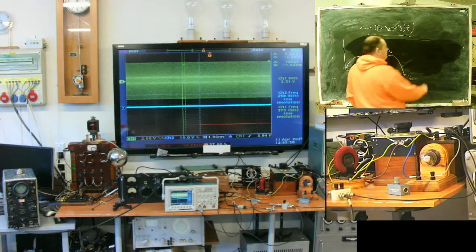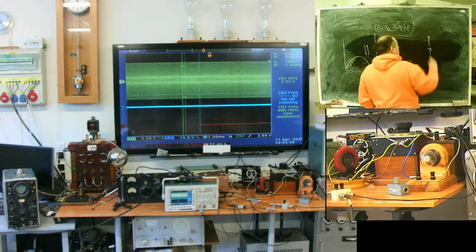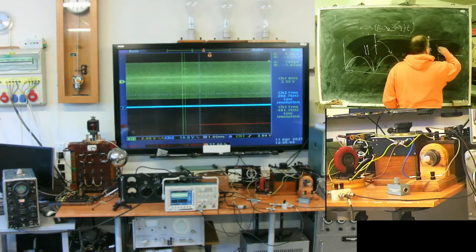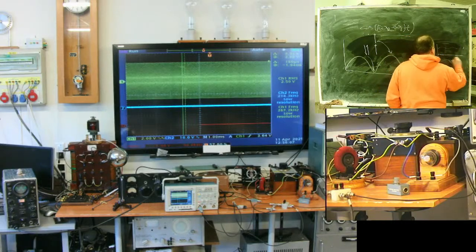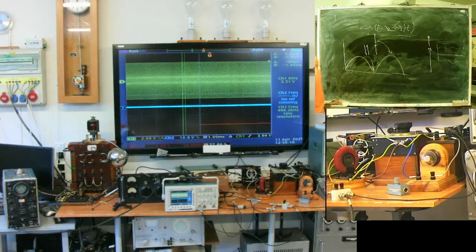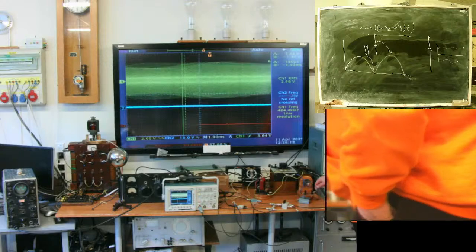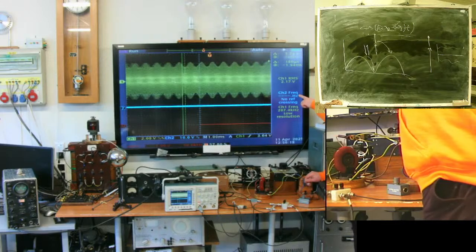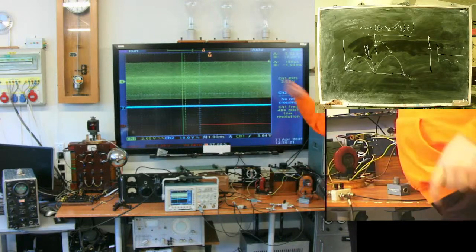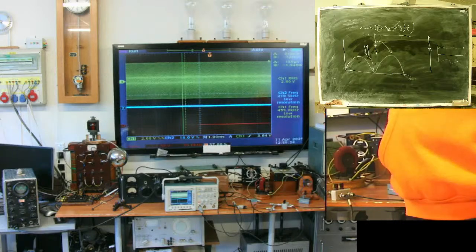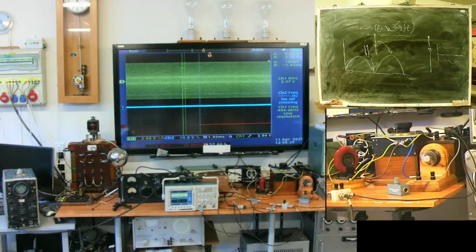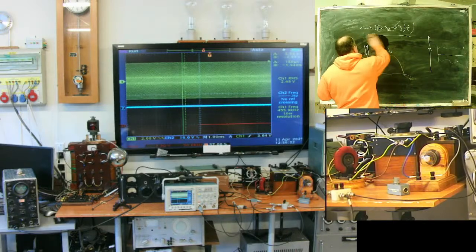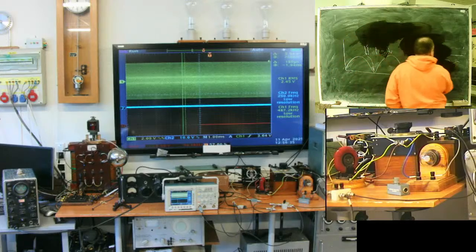In case there is a large difference between them, I will get something like this. I will get something like this. It is a cosine. But what about frequencies?